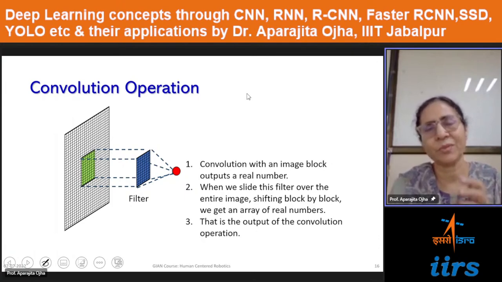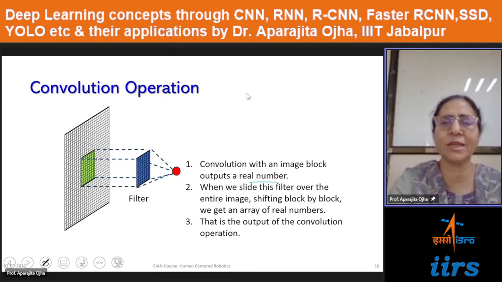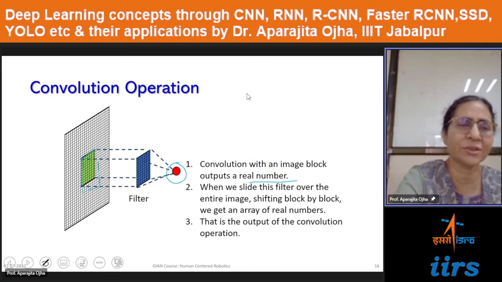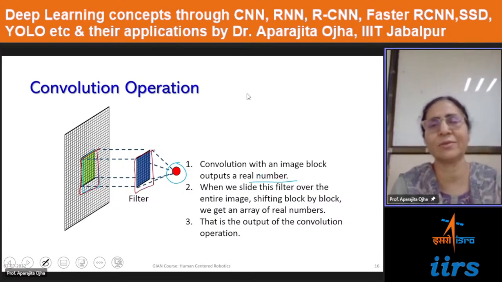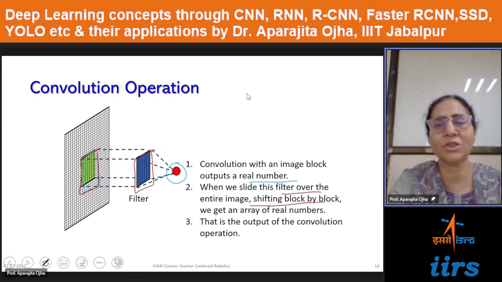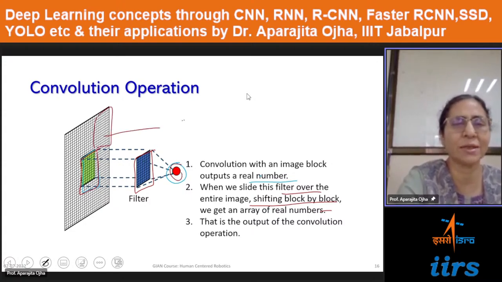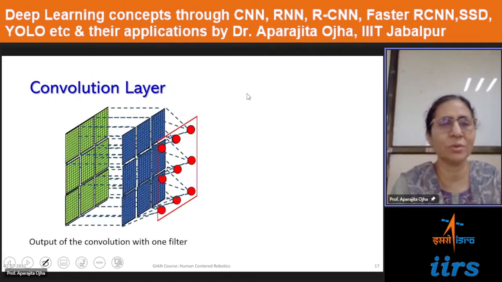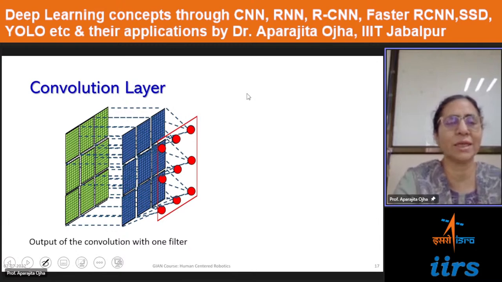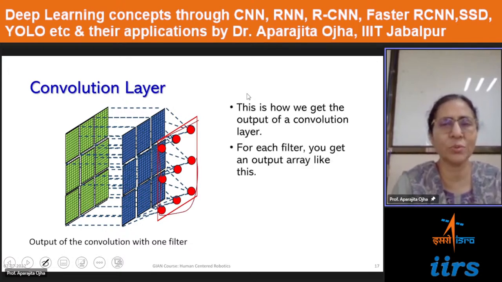The convolution operation is very simple. Think of a filter, just put it over an image, and whatever the entries are, take the dot product. So convolution with the image block outputs a real number, by taking the dot product of the entries here with the entries in this filter, right? When we slide this filter over the entire image, block by block, we get an array of real numbers. So this is one real number. When you slide it here, you will get another real number. That is the output of the convolution operation. Suppose you have slid this over the entire image, you will get the output image. So this is how we get the output of a convolution layer.